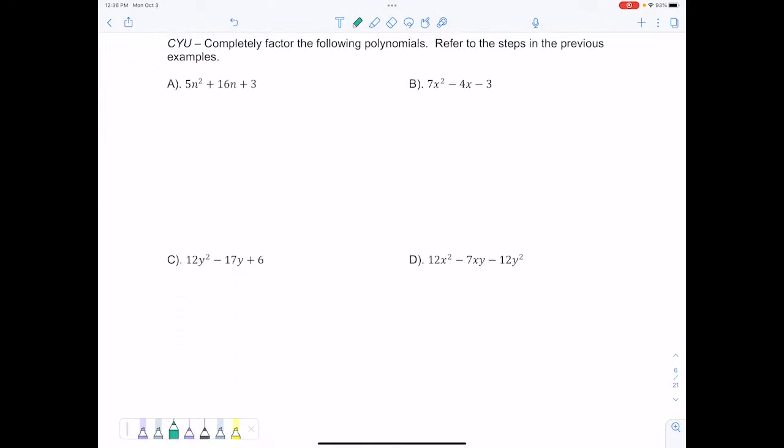Okay, I'm going to give you the answers for the check your understandings, and I strongly suggest you try to factor these to make sure that you are good with those before moving on.